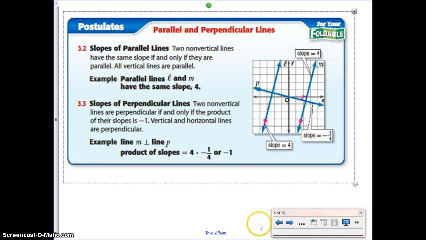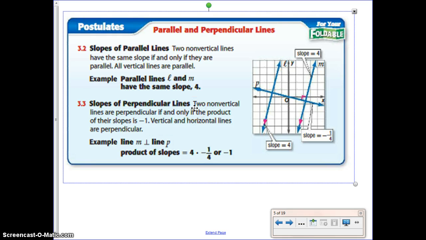Two postulates from lesson 3.3. The first one is the slopes of parallel lines postulate, which just says 2 non-vertical lines have the same slope if and only if they are parallel. All vertical lines are parallel. So same slope is parallel.